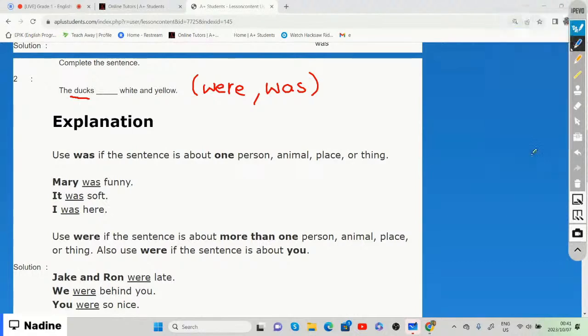All right, so if we choose the correct one, then we can say the ducks. That refers to more than an animal. They were white and yellow. So they were white and yellow.